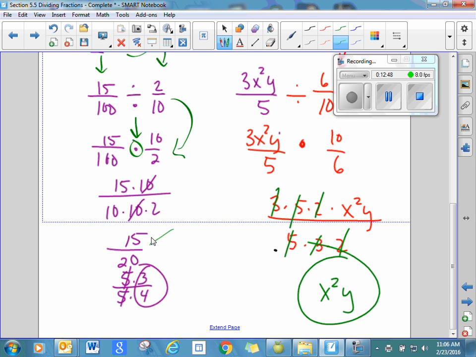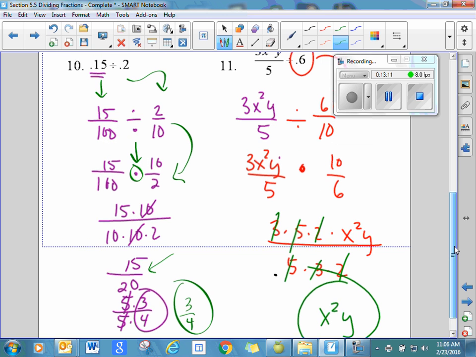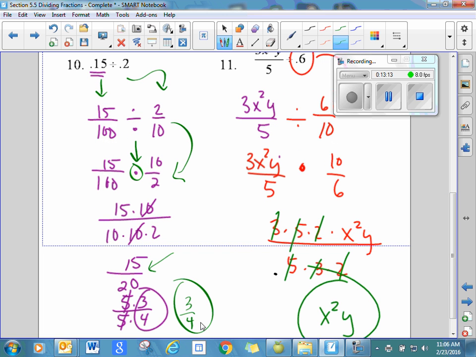Oh dear me, I can still take something else out. I must not have seen it back up here. But no problem. I can write 15 as 5 times 3 and 20 is 5 times 4. And I do get my simplified answer finally of 3 over 4. Sometimes you don't see the biggest thing to take out. You always have to look at your final answer and say, is this simplified? Are these guys relatively prime? 15 and 20 are not.